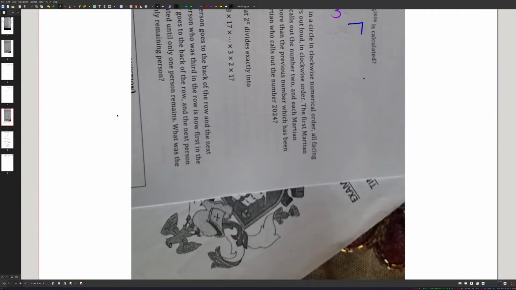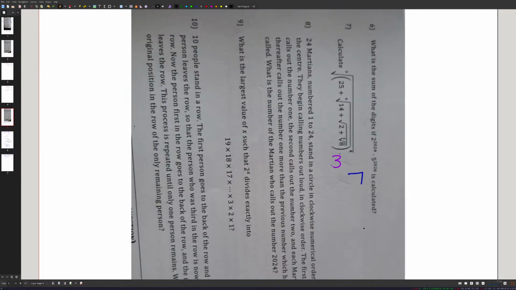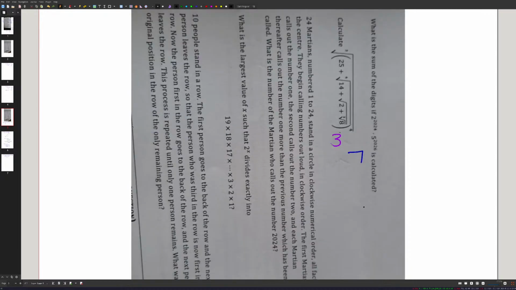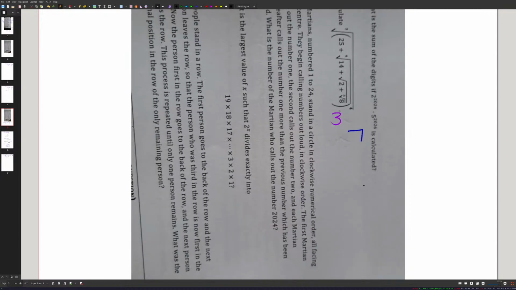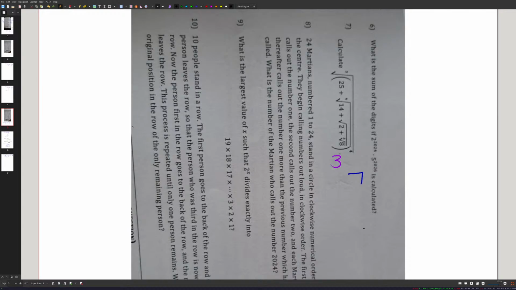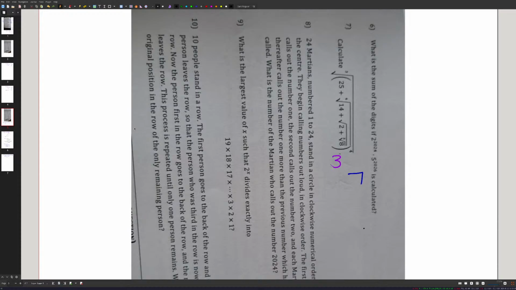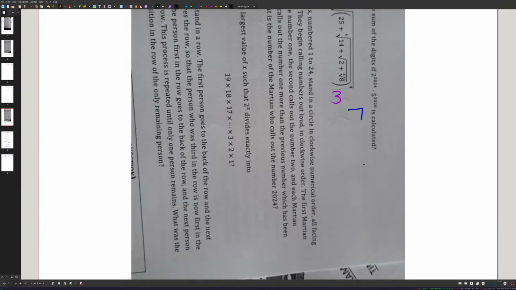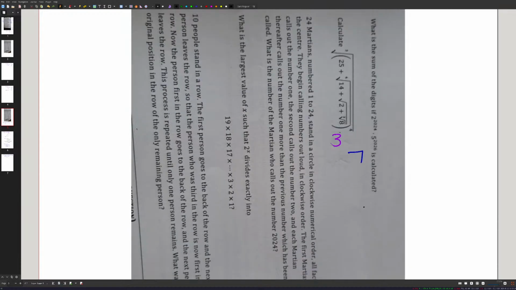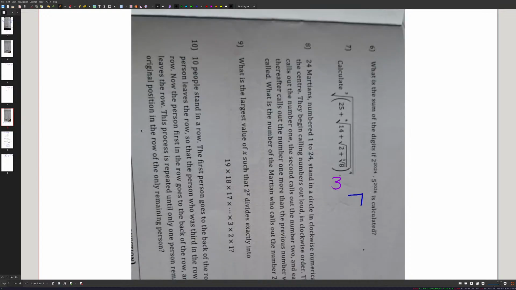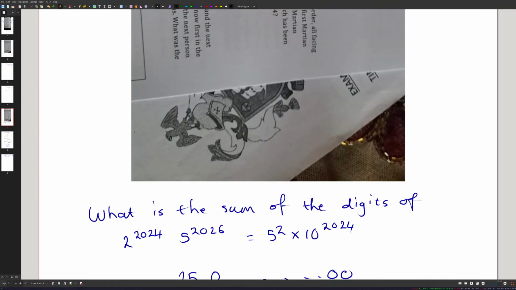Looks like this doesn't look like it's going to take that long, actually. 10 people stand in a row. The first person goes to the back of the row and the next person leaves the row. So the person who was third in the row is now first in the row. Now the person first in the row goes to the back of the row and the next person leaves the row. This is repeated until one person remains. What is the original position of the row with only one remaining person?